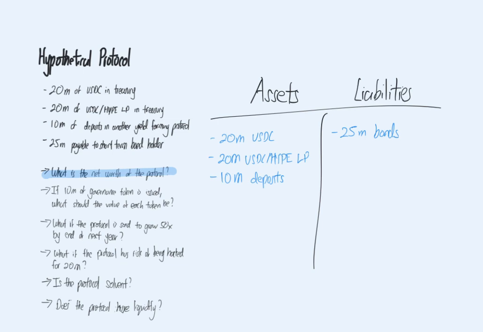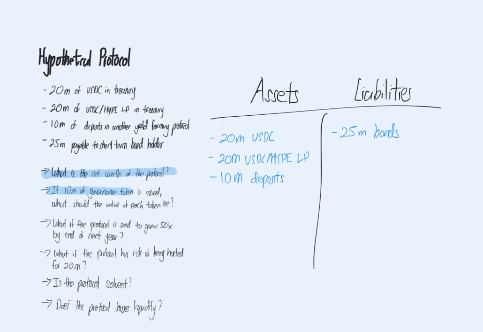If we look towards the assets and liabilities, you can see that after the protocol pays off all of its liabilities, it would be left with $25 million worth of assets. That also means that the protocol's net worth is actually $25 million, and that is actually the equity of the protocol. Using the balance sheet, you can also answer simple questions about the value of governance tokens.